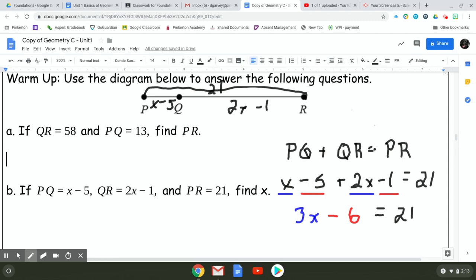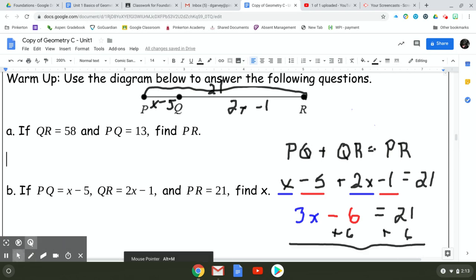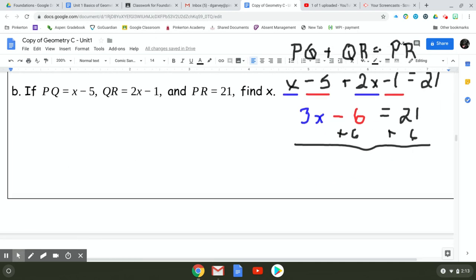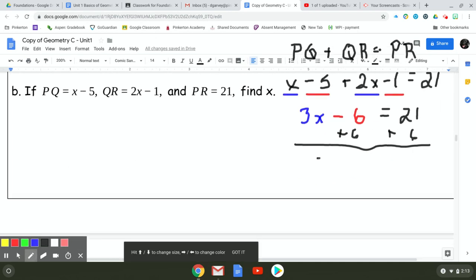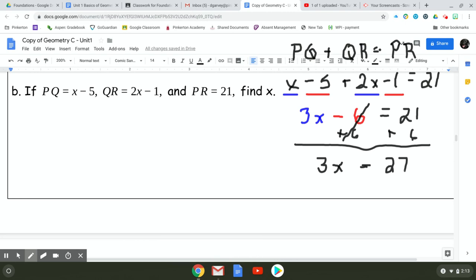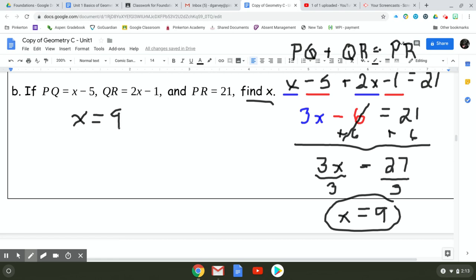Well, once again, we want to get the term with the variable alone, so we're going to add 6 to both sides. If I add this together, this will be 3x. These will add to 0, and that will be 27. And I still want to get x alone. I'm multiplying between the 3 and the x. So to undo multiplication, I have to divide. So I'm going to divide both sides by 3, and I get x equals 9. So my answer here is x equals 9.